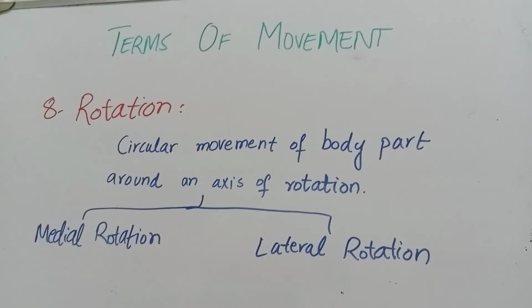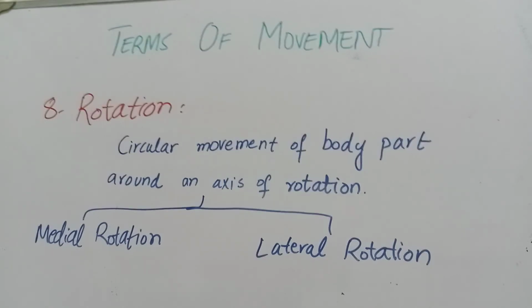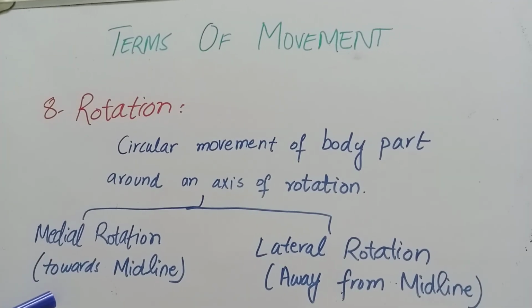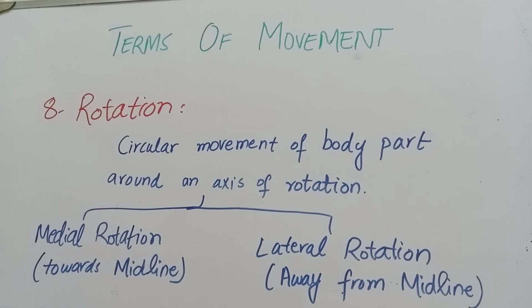Rotation. The rotational movement is the circular movement of the bone as it rotates around its longitudinal axis. The rotation can be towards the midline of the body, which is called medial rotation, or it can be away from the midline of the body, which is referred to as lateral rotation. So medial rotation is the circular movement of bone towards the midline, and lateral rotation is the circular movement of the bone away from the midline.